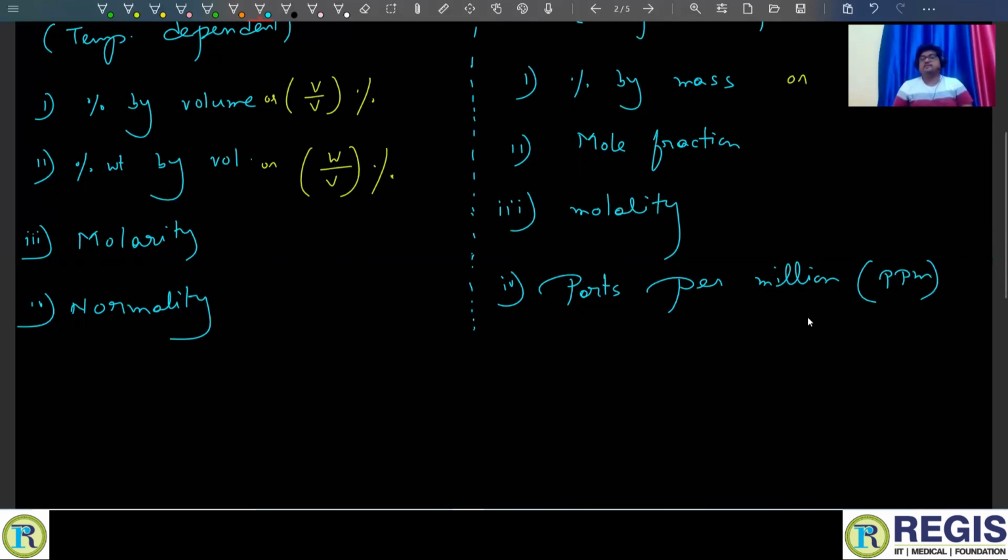Group A, which represent temperature dependent. Basically, in this case, volume term is introduced. But if you go for the group B stuff, which is temperature independent, no volume term. Basically, here mass term is present. Now, we all know that mass is not dependent on temperature.